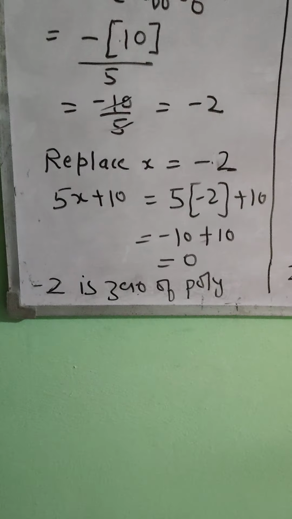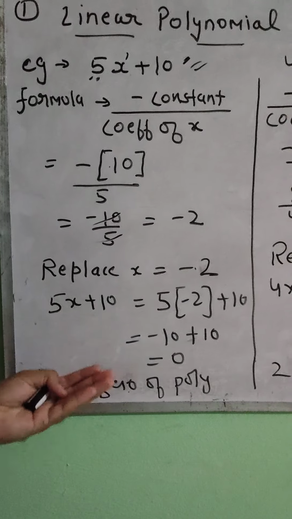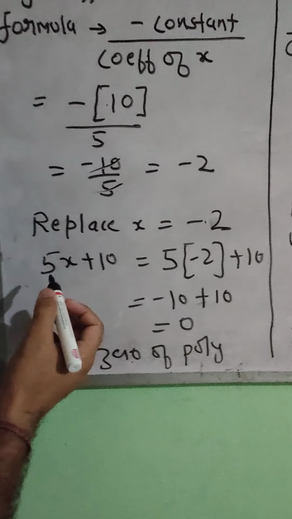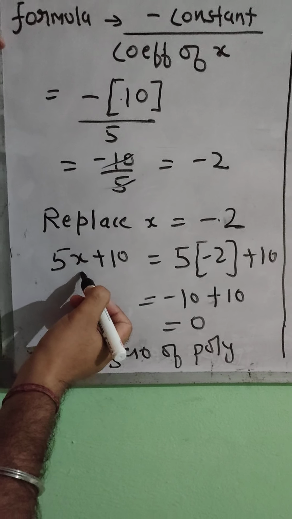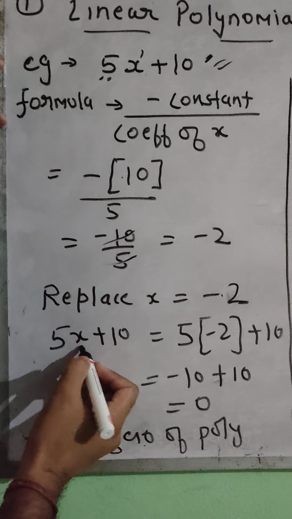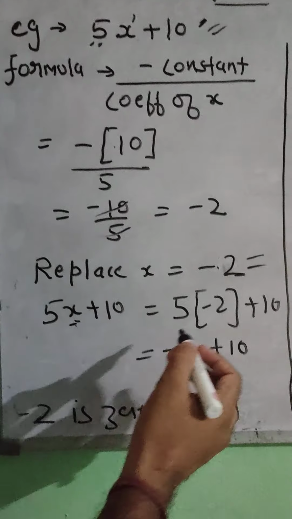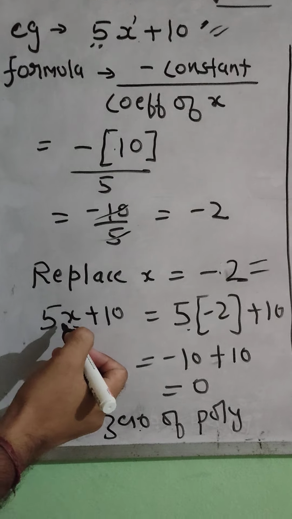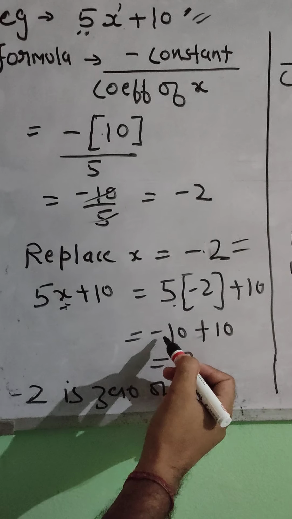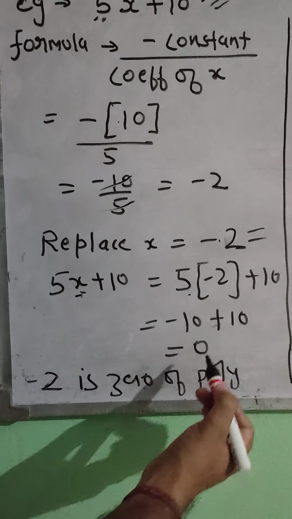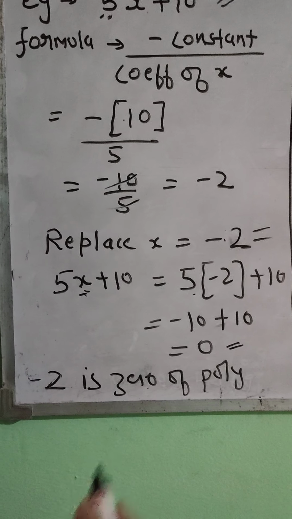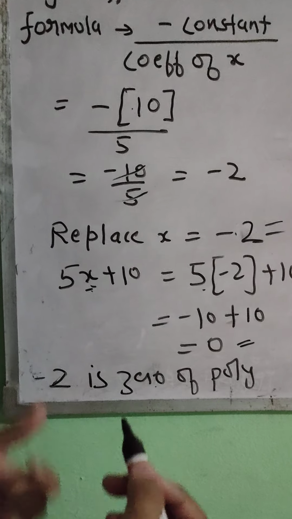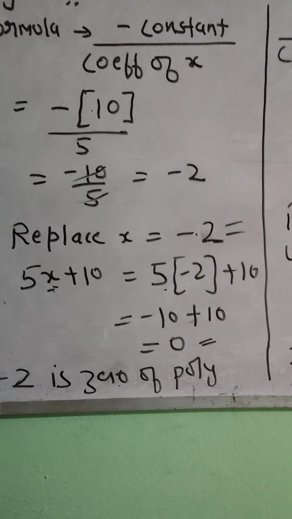It means if we replace x by minus 2 in the linear polynomial, we will get 0. Let's cross verify it. Our linear polynomial is 5x plus 10. Let us replace this x by minus 2. There is no sign between 5 and x, obviously that is multiplication. 5 into minus 2 plus 10. 5 into minus 2 is minus 10. Minus 10 plus 10 will cancel out. It will become 0. Therefore, we can say minus 2 is the zero of the polynomial.